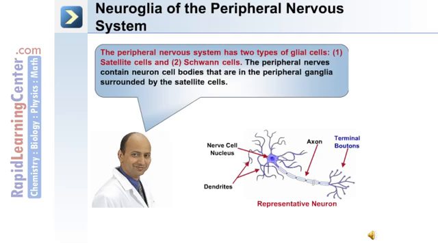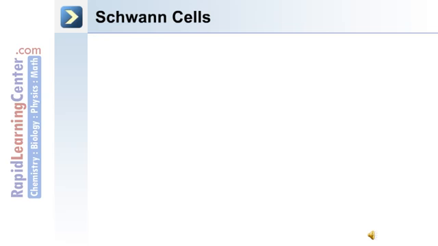In the peripheral nervous system, the neuroglia consists of satellite cells and Schwann cells. The peripheral nerves contain neuron cell bodies that are in the peripheral ganglia surrounded by satellite cells. Schwann cells.